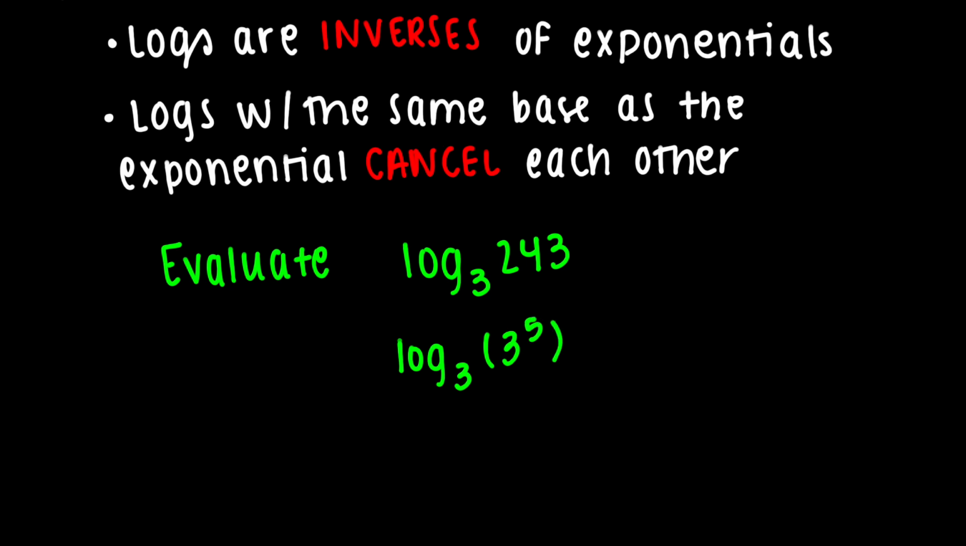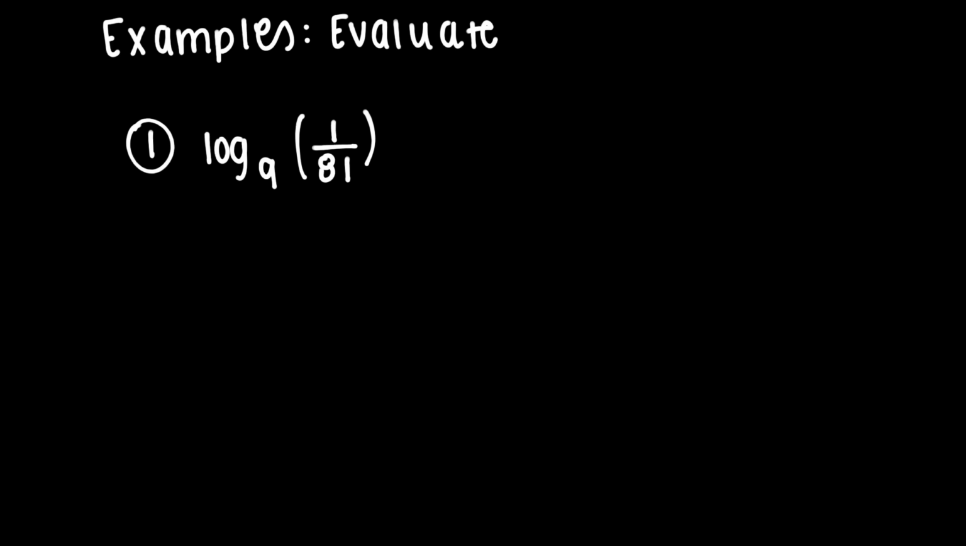Now, that second bullet point said logs with the same base as the exponential cancel each other out. So I have log base 3, and it cancels out my exponential base of 3. So I find out that when I evaluate log base 3 of 243, it's just equal to 5. It's equal to that exponent that's left over, as long as the log and the exponential part have the same base.